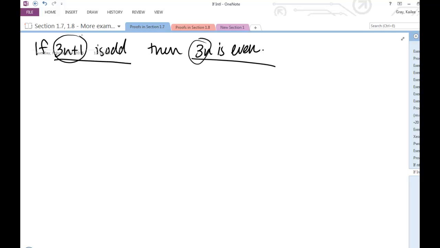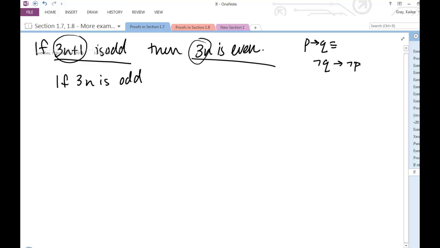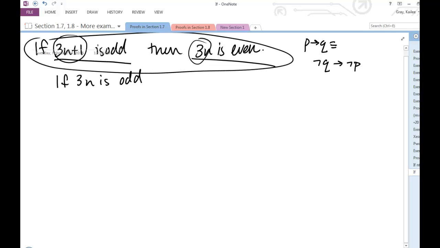So if that's something that sounds appealing to you, then you could totally just prove if 3n is odd, right? Because the contrapositive of a conditional statement is the negation of the conclusion implies the negation of the hypothesis. So if you wanted to prove this by contraposition, we'd prove for any integer n, if 3n is odd, then 3n plus 1 is even. Okay? Either way, we'll get there.